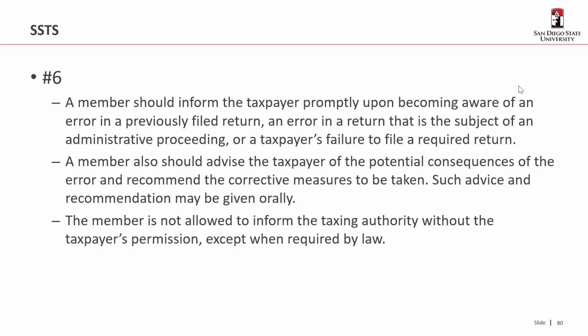Number 6 is one of my favorites. A member should inform the taxpayer promptly upon becoming aware of an error in a previously filed return, an error in a return that is subject of an administrative proceeding, which is an audit, or a taxpayer's failure to file a required return. Notice that it says they need to inform the taxpayer. That's consistent with what we saw in Circular 230. A member should also advise the taxpayer of the potential consequences of the error. Same and consistent as Circular 230. The member is not allowed to inform the taxing authority without the taxpayer's permission, except when required by law. Also consistent with Circular 230.